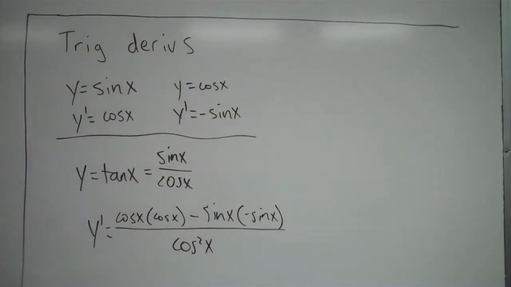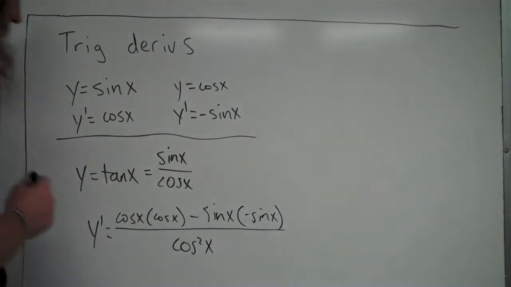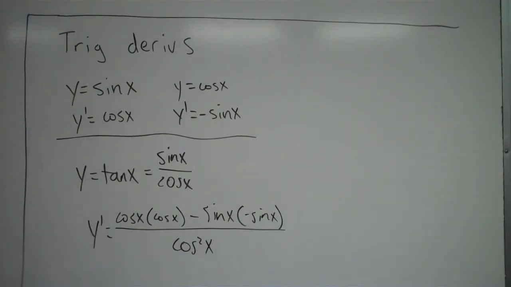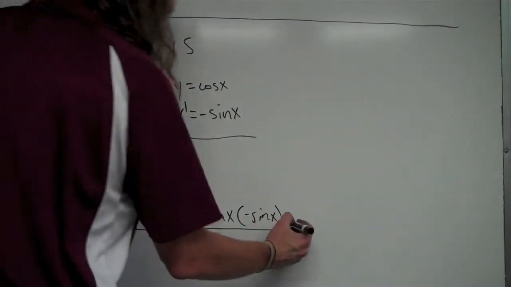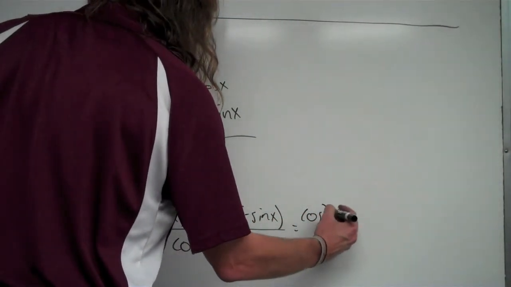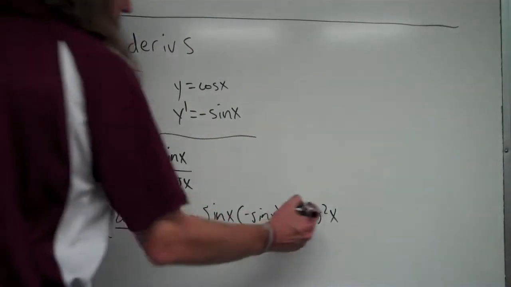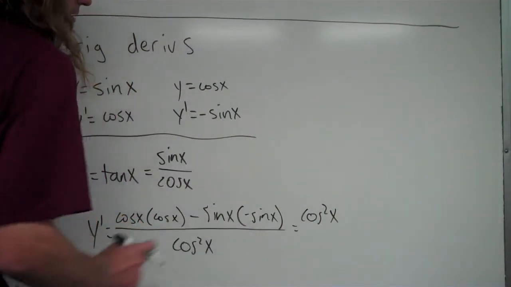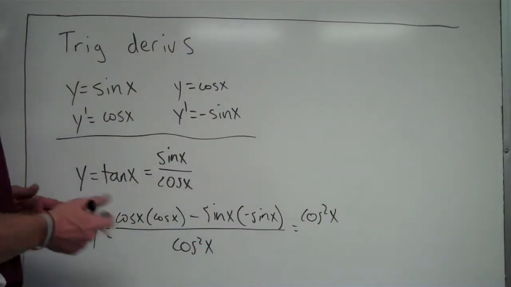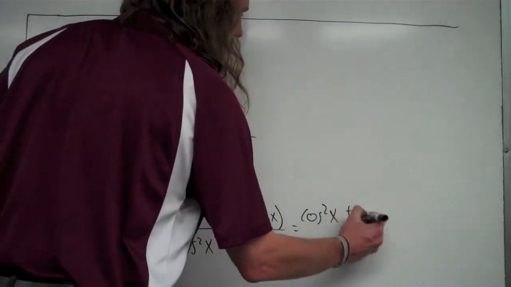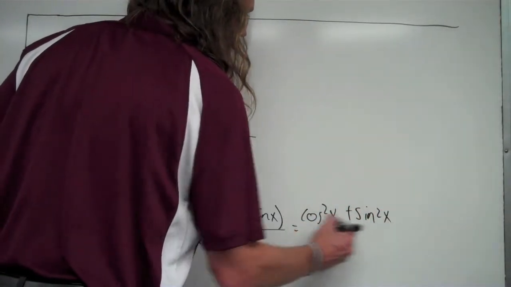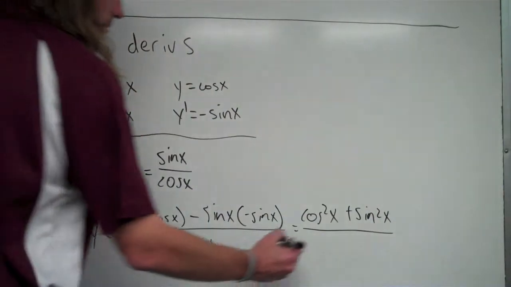Okay? And let me just go ahead and simplify here because, while this is the derivative of tangent, it looks a little bit ugly, and this isn't typically how we see this. So cosine times cosine I can rewrite as cosine squared. And I have a minus, so those will multiply together to be a positive, so it'll be plus sine squared x over, and then on the bottom we have cosine squared.